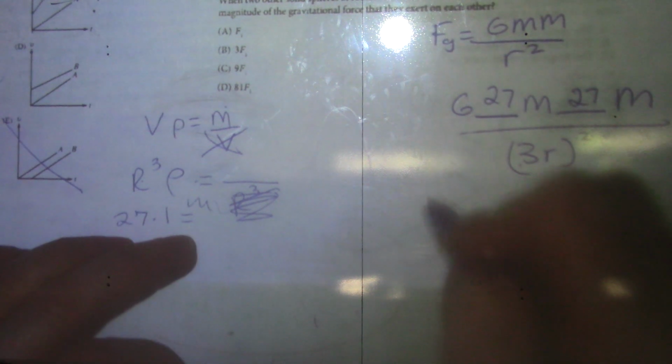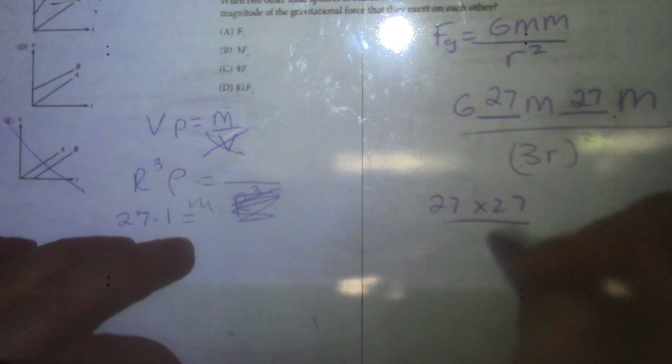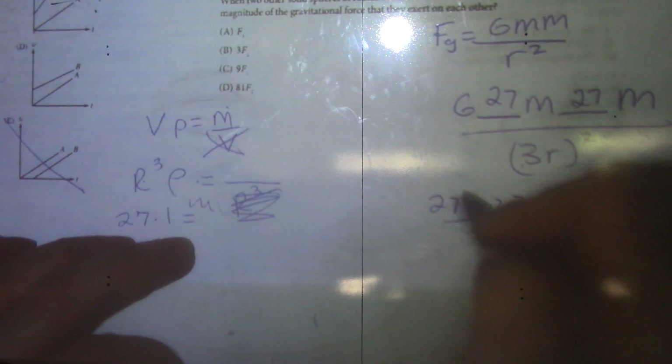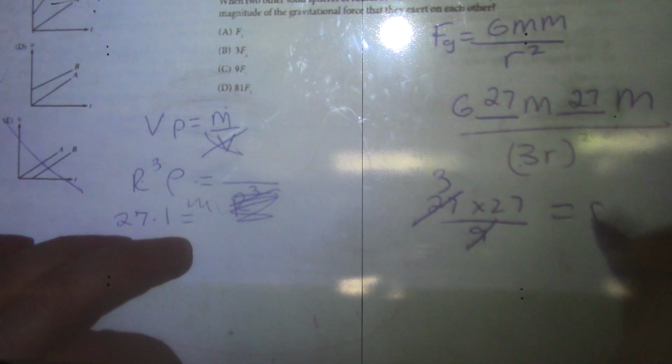The radius term becomes 9, so 27 times 27 over 9. This becomes 3, and 3 times 27 is 81, so D.